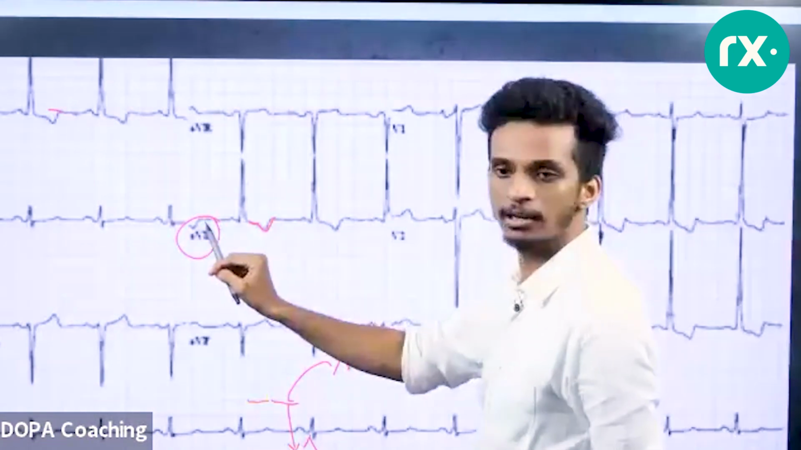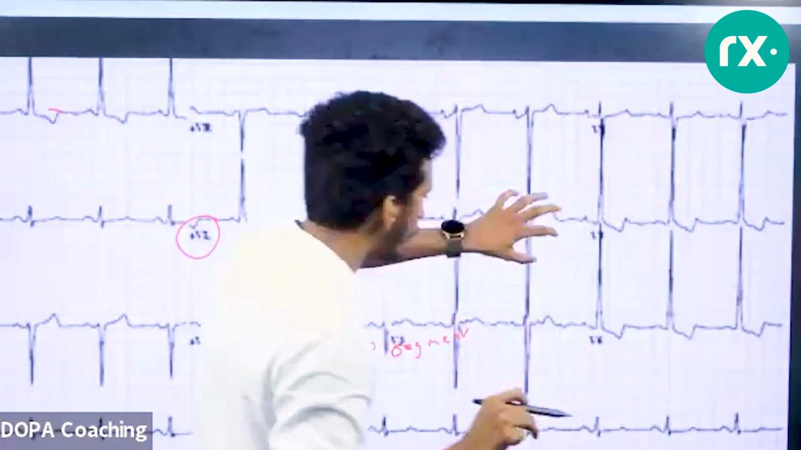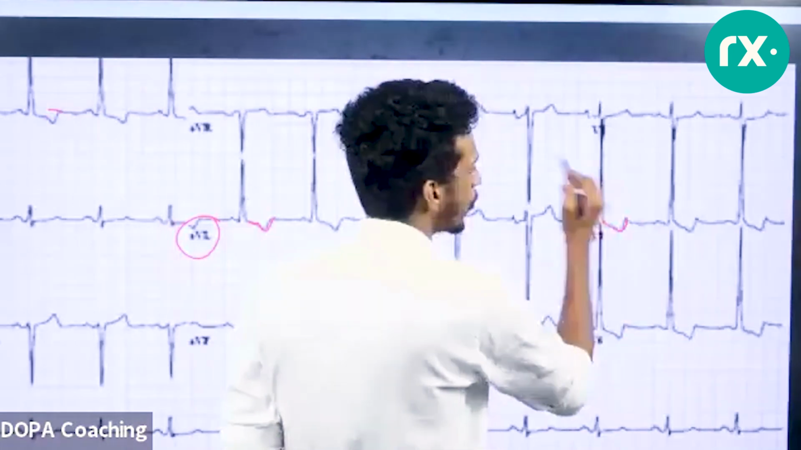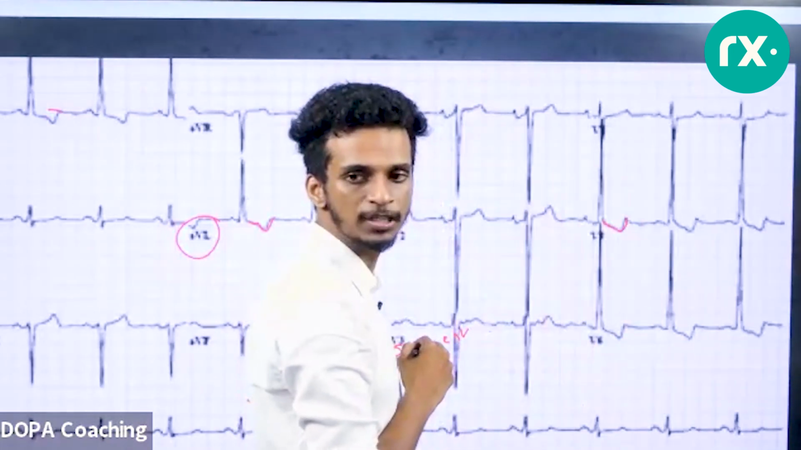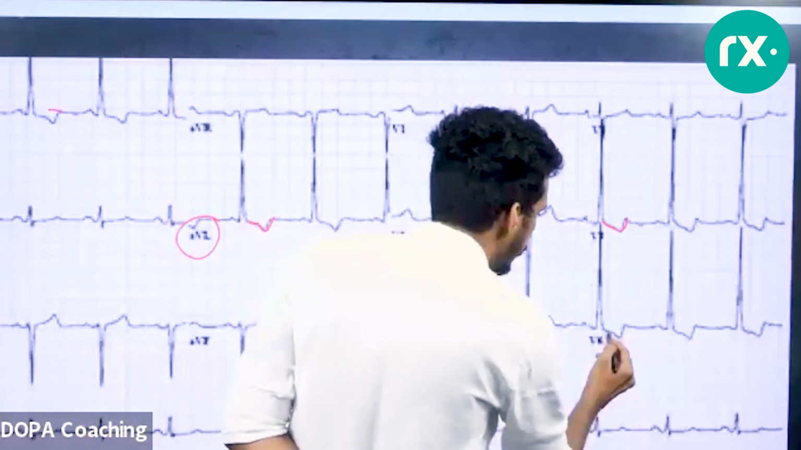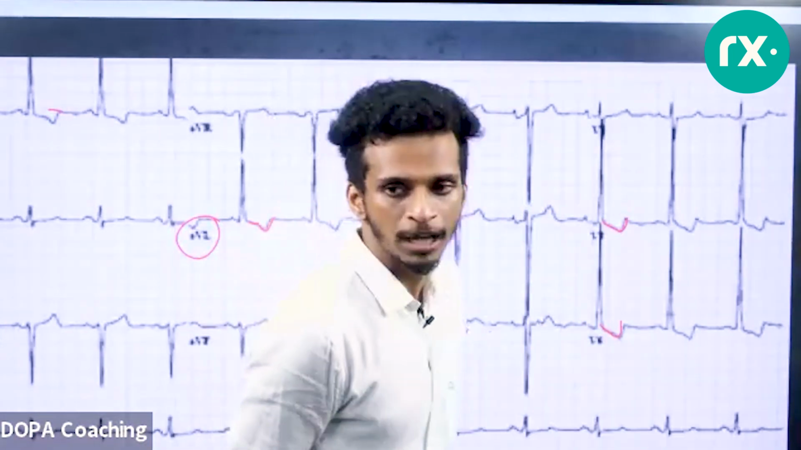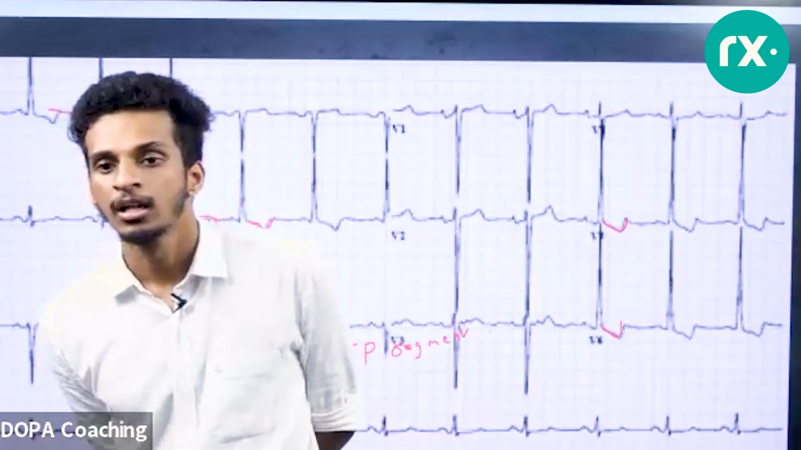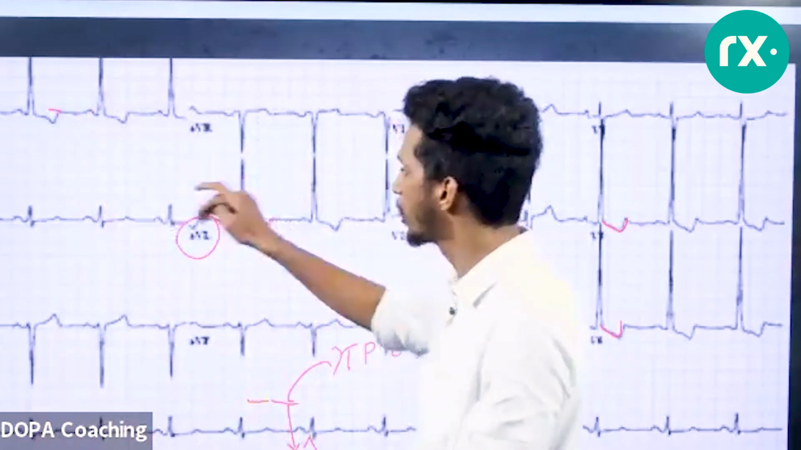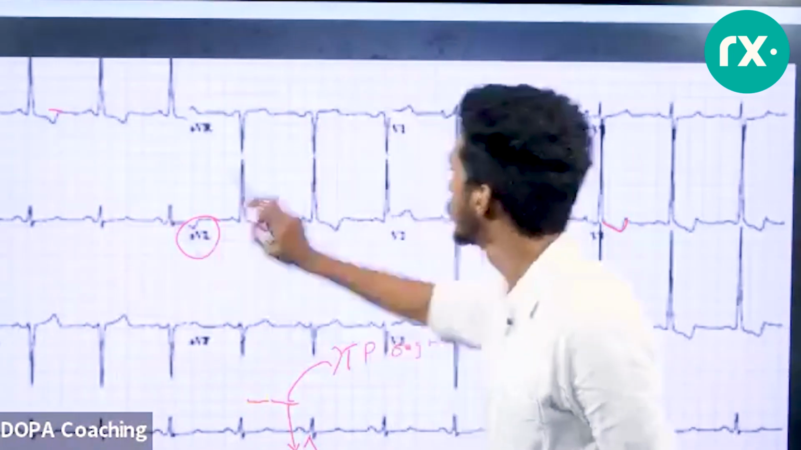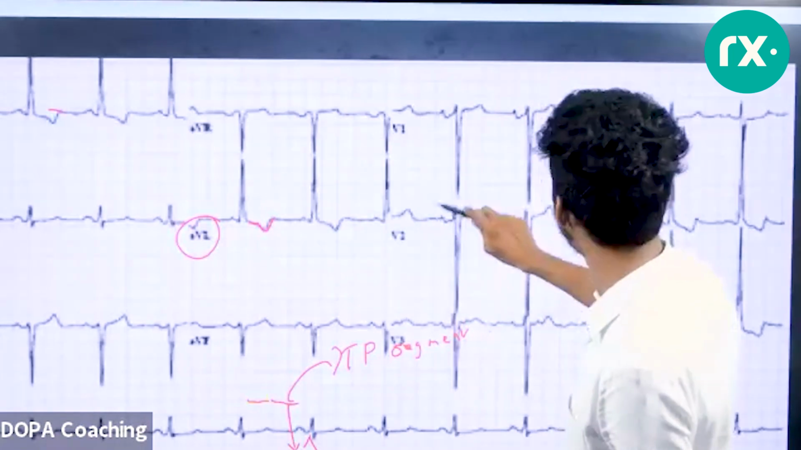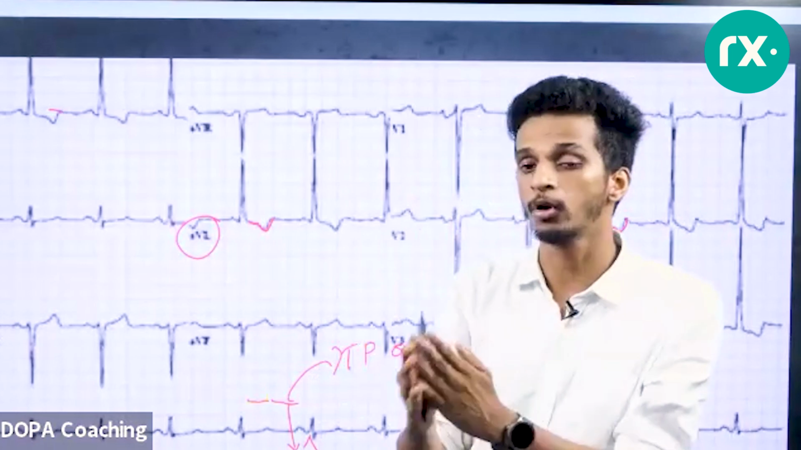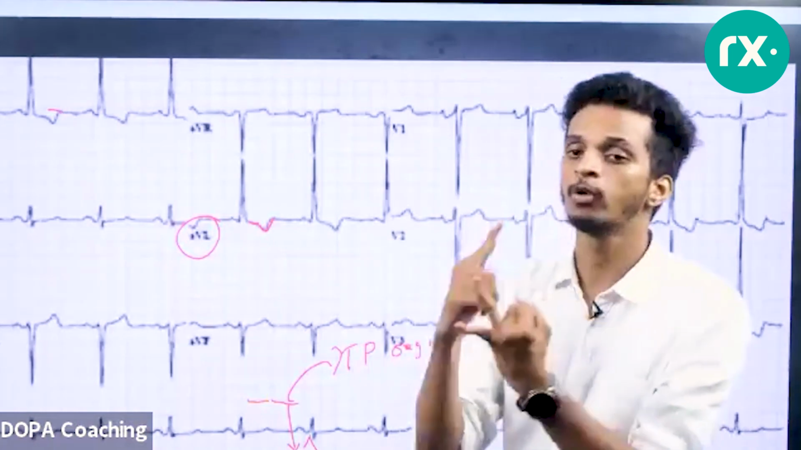Now which leads do I look at? I am going to look at lead V5 and lead V6. Again in lead V5, I have got an ST depression and a T wave inversion. In lead V6 also, I have got an ST depression and T wave inversion. Which means, is this an STEMI or NSTEMI? Have I got any ST elevation? You can look at lead 2, lead 3, lead V1, lead V2. I have never got an ST elevation here. The only findings I have got here are ST depression and T wave inversion.